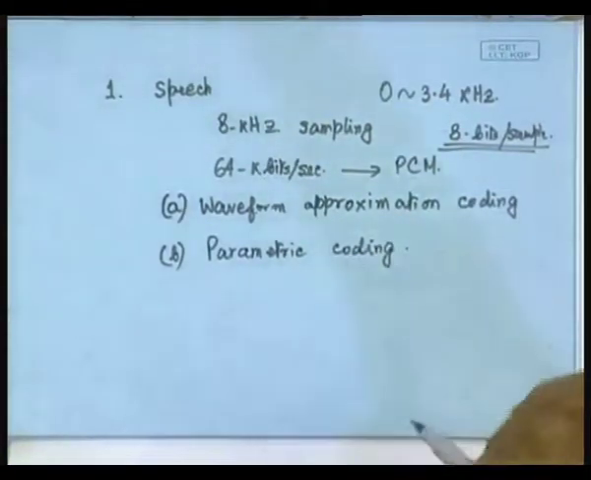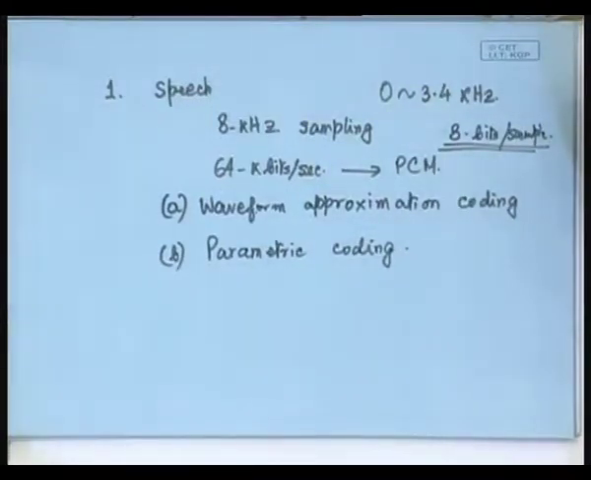Now, as the name implies, waveform approximation coding means that whenever you have any waveform, be it speech or any signal coming from any input, and it is a time varying signal. So, we consider any type of signal that is varying with respect to time, and that can be approximated using some standard waveform coding techniques. So, you have a variety of such coding techniques available.